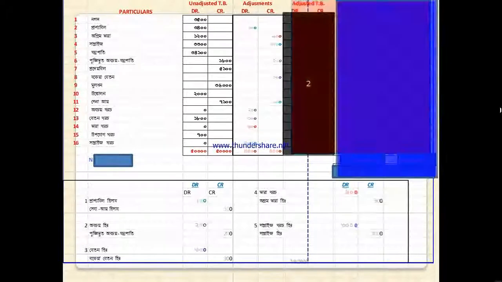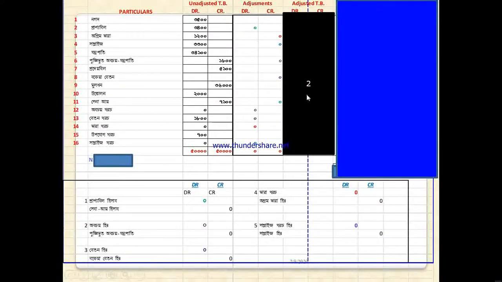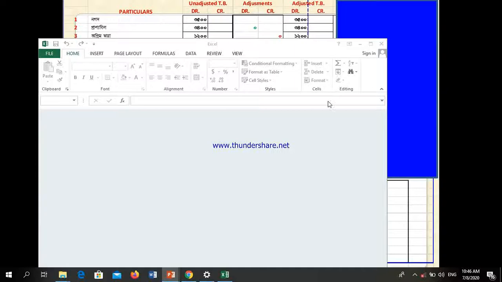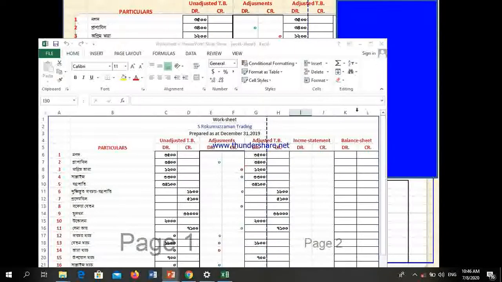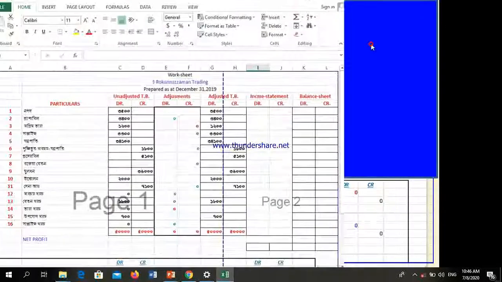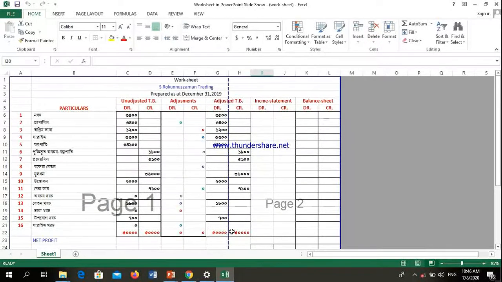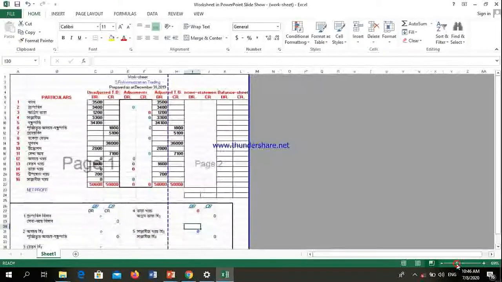So next one, adjusted trial balance. Look, adjusted trial balance. This is an unadjusted trial balance. Am I right? Unadjusted trial balance. The same unadjusted trial balance is there. This is an unadjusted trial balance and the same figure is in the unadjusted trial balance. If we put the adjustment, ultimately the unadjusted trial balance will turn into the adjusted trial balance.